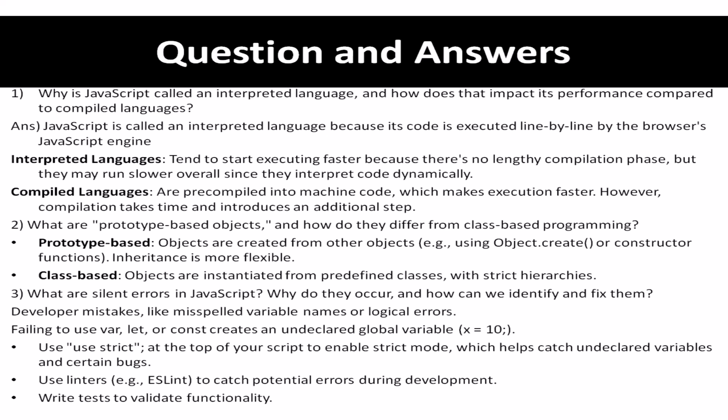For example, if you want to use this one, you can use inheritance, which will be more flexible. So here you have flexibility compared to core Java, because there you need to create an object by defining new. The next question is what are the silent errors in JavaScript? Why do they occur, and how can we identify and fix them?